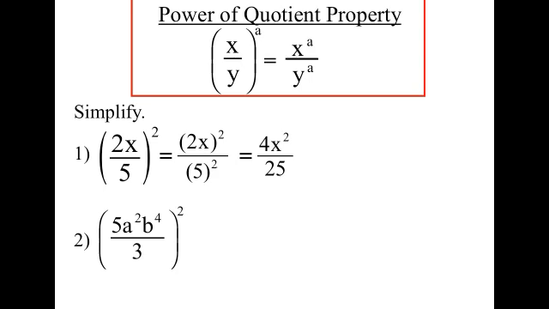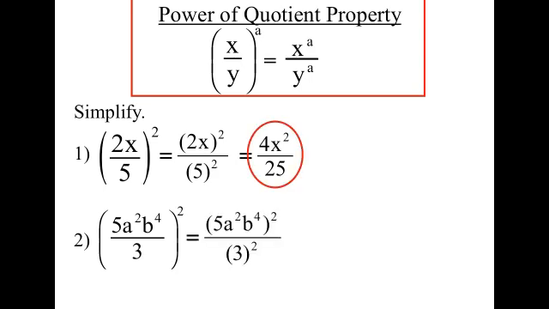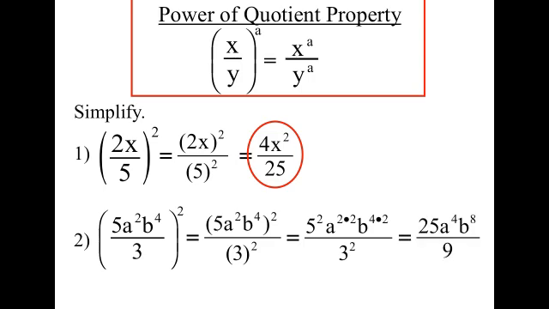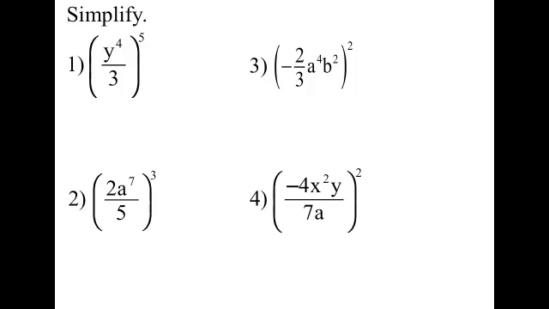All right, now check your work. 5 is squared, a to the second power times the second power, b to the fourth power times the second power, and 3 to the second power. Simplifies to 25 a to the fourth, b to the eighth divided by 9. Now you practice. Put the recording on pause and answer the following questions.